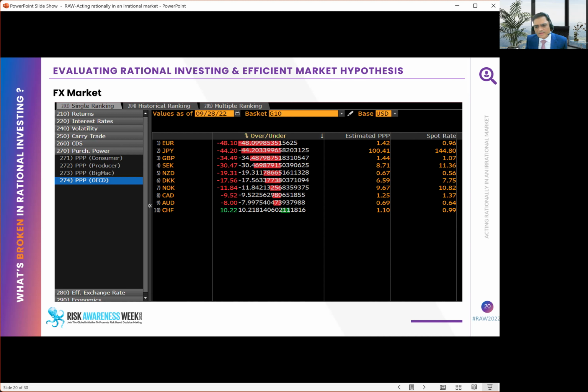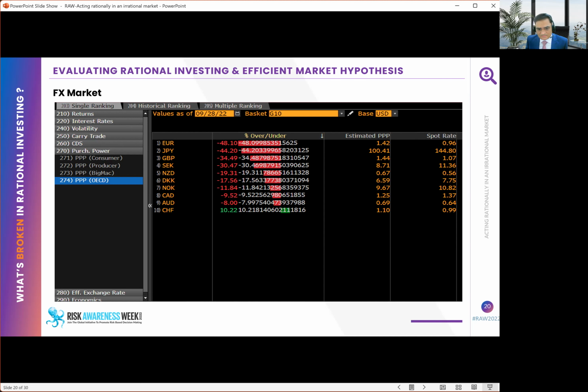So here we are looking at 10 major currencies, each G10 currency versus the US dollar. What's striking here is difference between the spot rate, which is the current market price, against the estimated PPP value. So for instance, euro dollar currently 0.96 versus the PPP of 1.42 is currently 48% undervaluation.